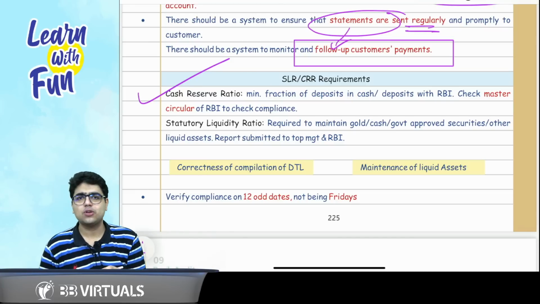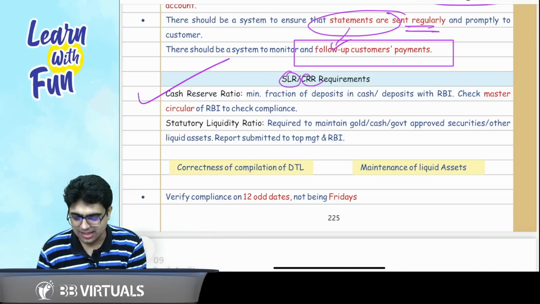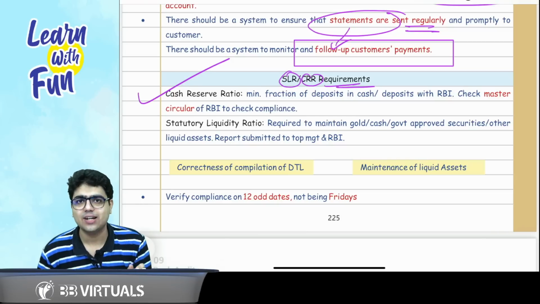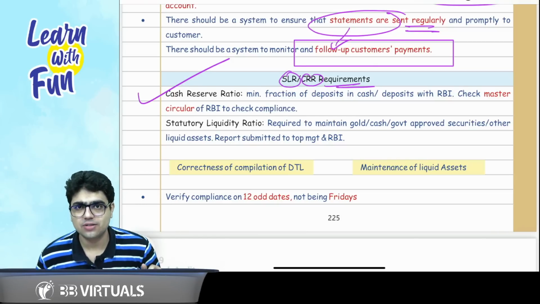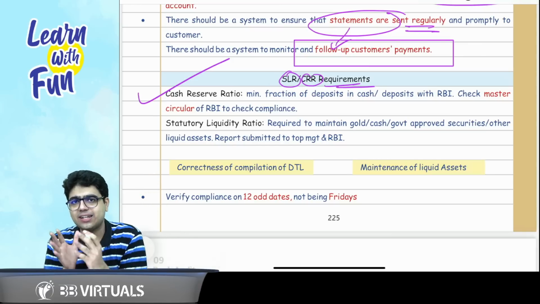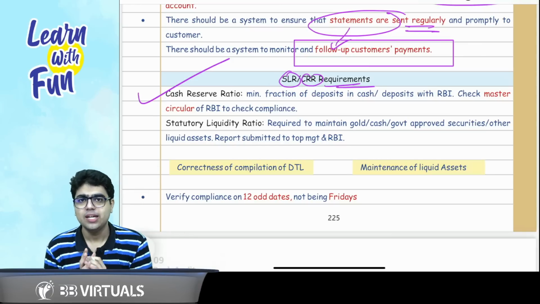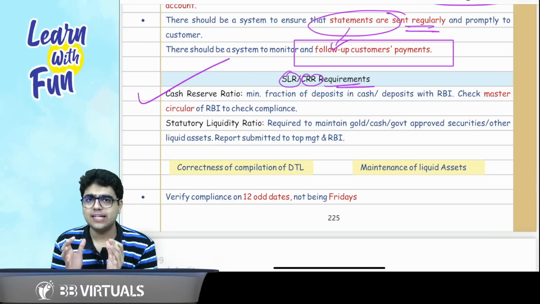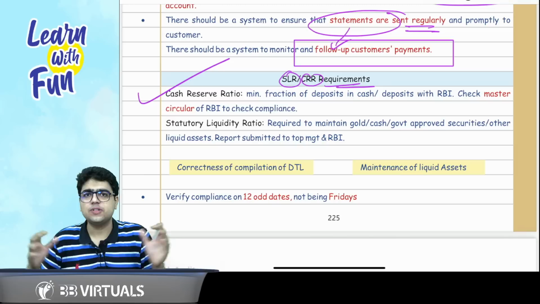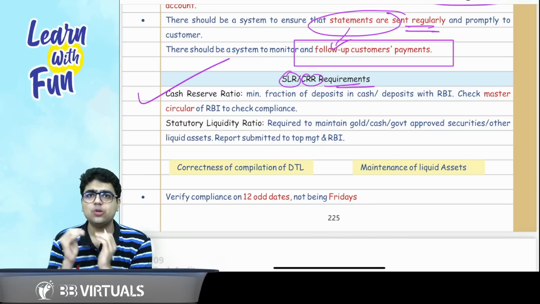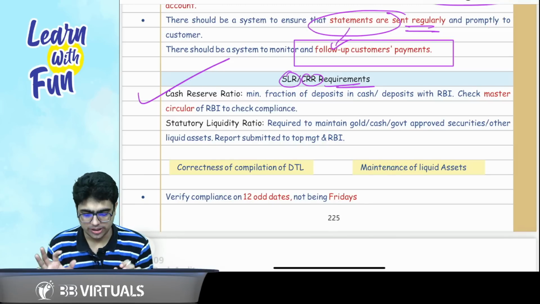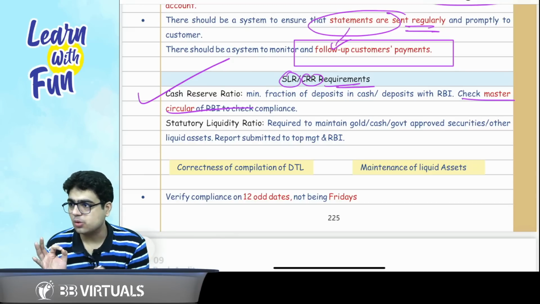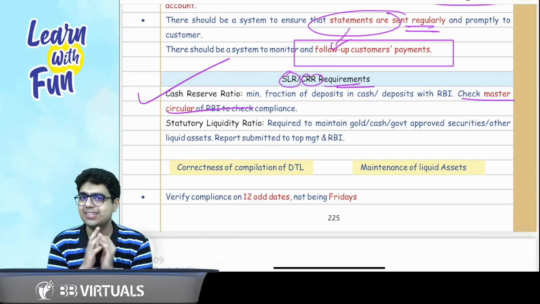Now let's discuss the amazing topic of SLR CRR requirement. What is SLR? What is CRR? Statutory liquidity ratio. Cash reserve ratio. Cash reserve ratio is basically the reserves you are required to keep with RBI. So RBI tells you how much percentage of your total deposits you need to keep with RBI. So sir, as an auditor, need not worry about it. Just read the RBI master circular. That's all that you need to do.